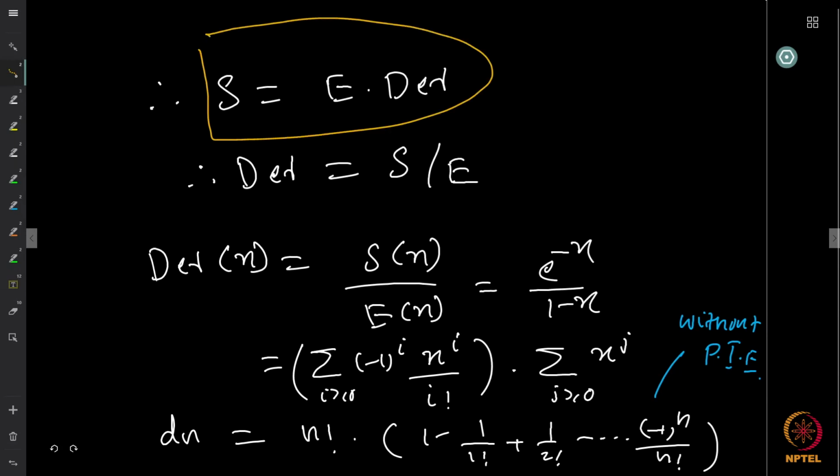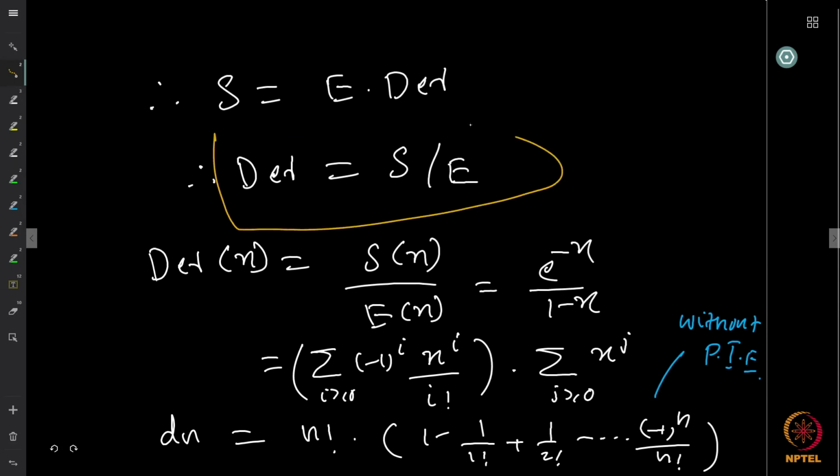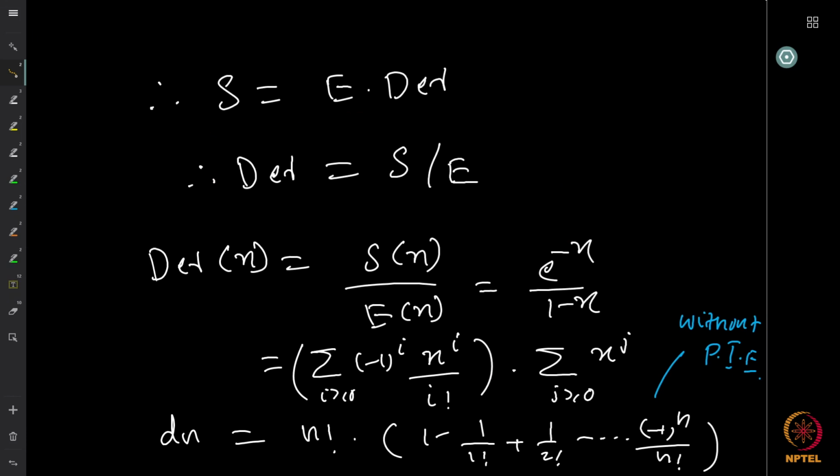So S is equal to E dot Der, and therefore Der is equal to S divided by E. What is S of x by E of x? S of x is E raised to minus x. No, S of x is 1 by 1 minus x, and E of x is E raised to x. So therefore, I get E raised to minus x by 1 minus x. Now what is E raised to minus x? If you expand it, it is the summation of minus 1 raised to i, x raised to i by i factorial, where i is greater than or equal to 0, times the summation of x raised to j, where j is greater than or equal to 0, for 1 by 1 minus x. This is the geometric series.